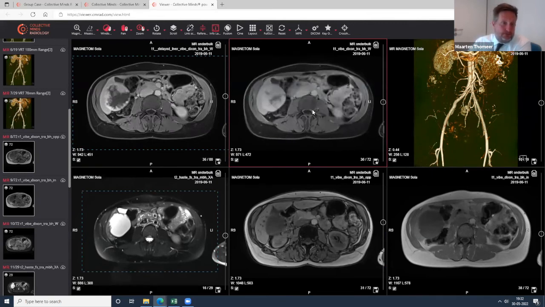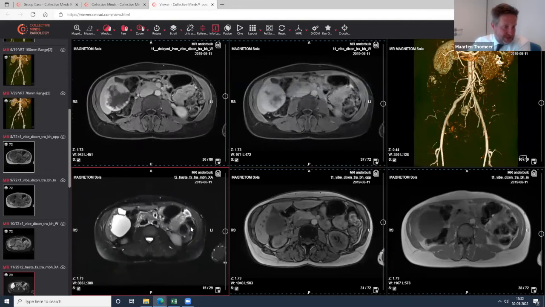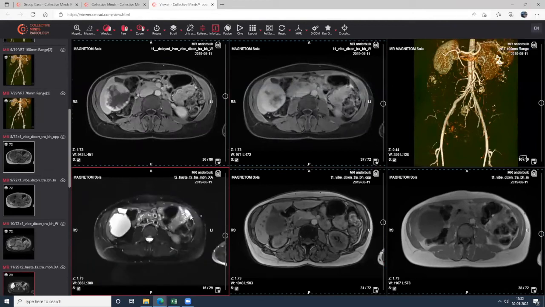Sometimes you have to differentiate with, that's very seldom, but it can happen, a primary angiosarcoma of the liver. They can also have a peripheral nodular enhancement and hyperintensity on T2, but they're more of a wild type. They're more heterogeneous, and they often contain old blood in the lesion, so hyperintensity on T1.